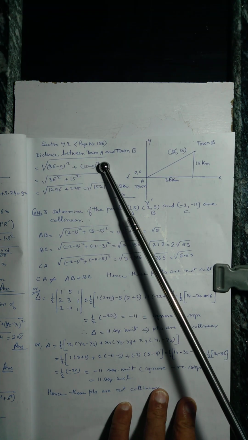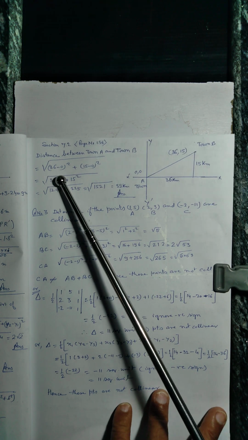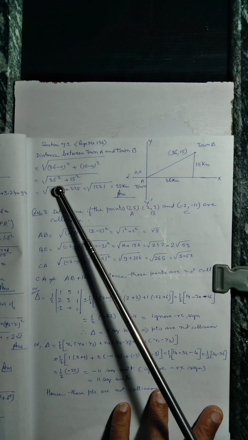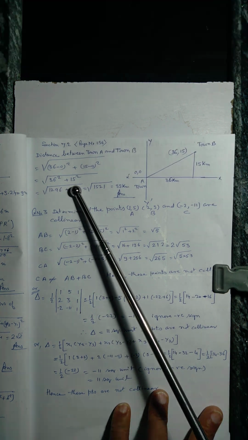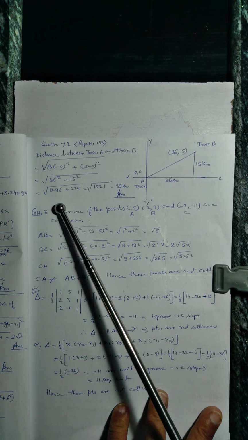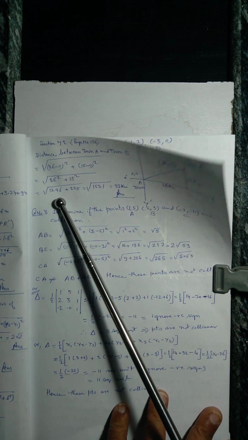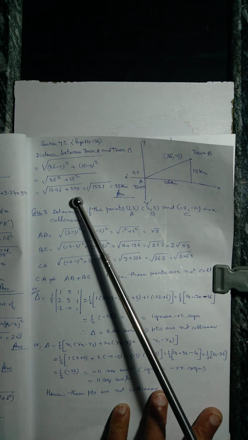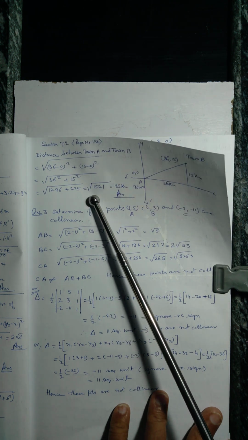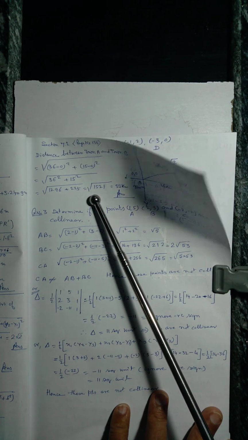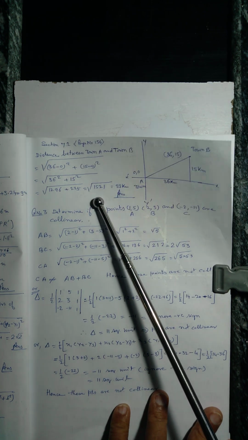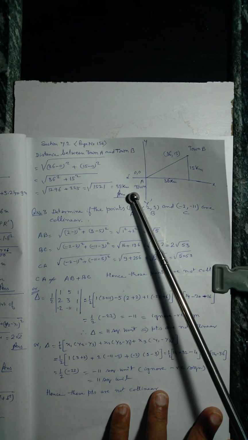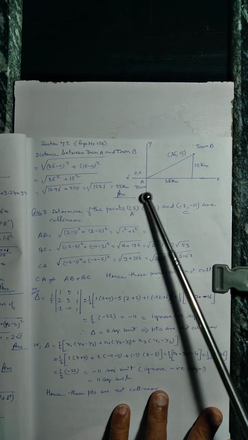The distance between town A and town B will be equal to root of (36 minus 0) whole square plus (15 minus 0) whole square. You will get 36 square plus 15 square. Ultimately, the square of 36 is equal to 1296 and the square of 15 is equal to 225. After adding it, you will get root of 1521, and taking the square root, you will get 39 kilometers. This will be the distance between town A and town B.